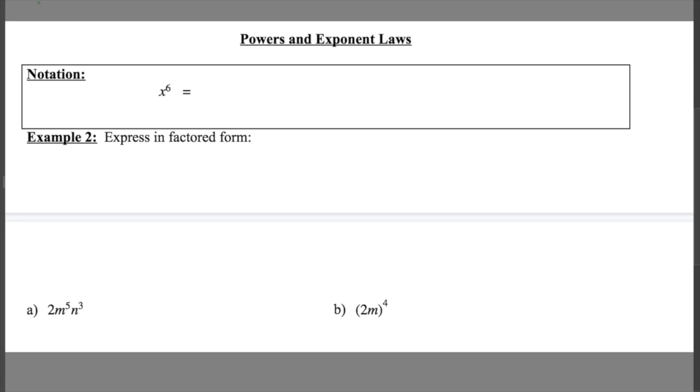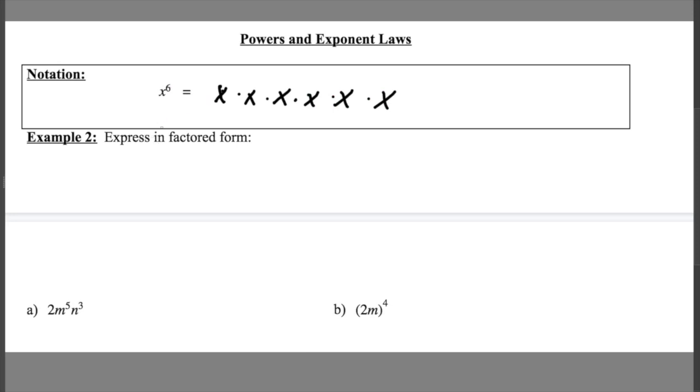Hello, we're going to be talking about powers and exponent laws. So we're going to just be going through the examples and agree with the notation. So read and notate this. It's simply saying x times x times x times x times x times x. 6 x's corresponding with the number of powers.